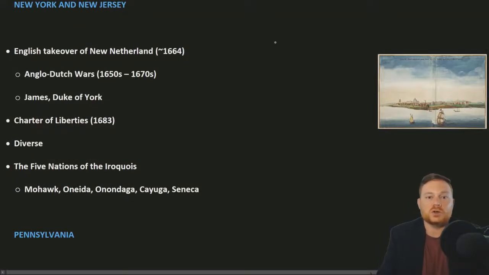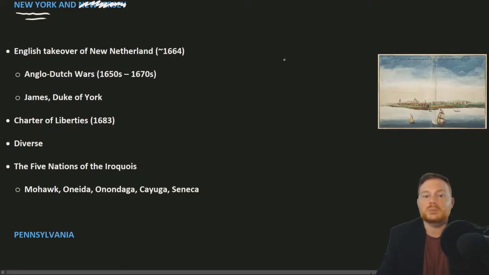Another restoration colony we're going to talk about is New York. We're not really going to talk about New Jersey here because New York will do pretty much what we need it to. And that is to show some of the ways that New York differed from other English colonies and see how the plan in creating New York didn't ultimately result in the finished product.